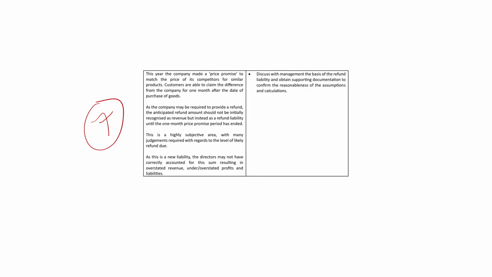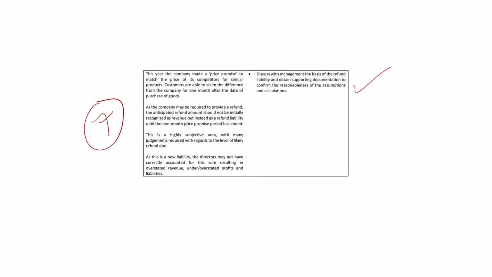We need to estimate or anticipate the refund amount and book a liability to that extent instead of booking it as revenue. The risk is this might not be done correctly, and because of that, your liability could be understated and revenue overstated. My response is quite similar. I'm going to discuss this with the management. The basis of the refund liability needs to be discussed so that we can evaluate that basis for reasonableness.